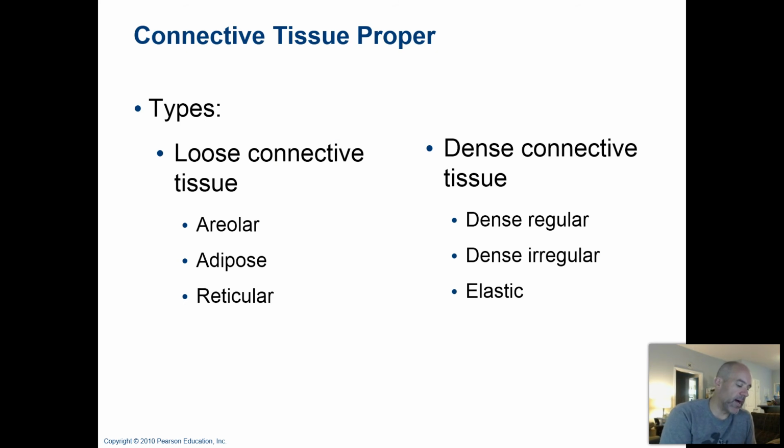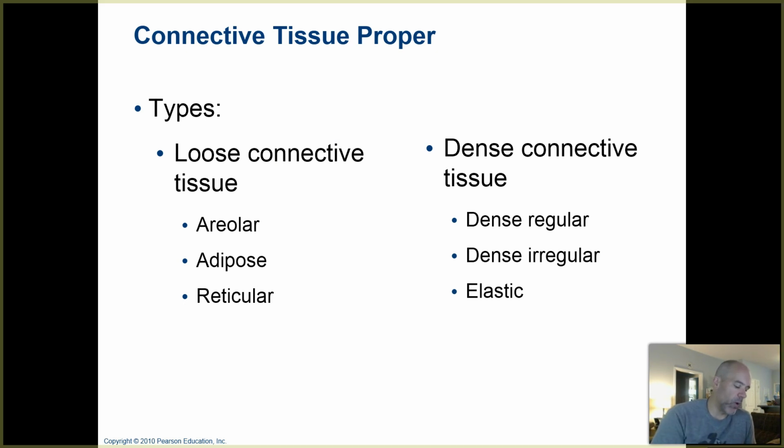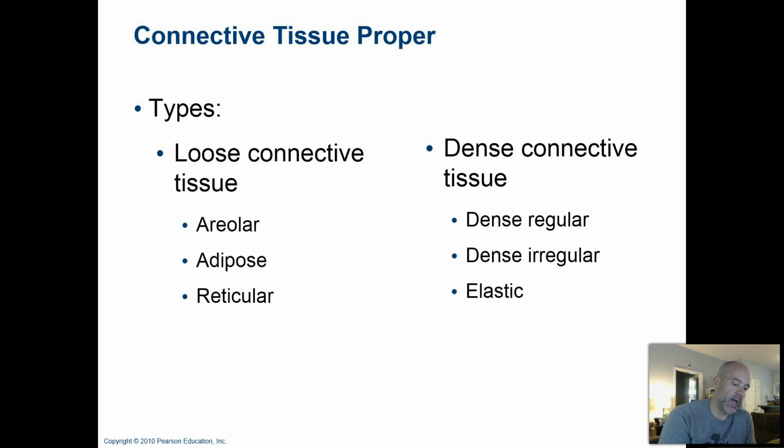Now there are several different types of connective tissue proper, and what I'm going to do is have you look at and identify two types of loose connective tissue, areolar and adipose, and two types of dense connective tissue, dense regular and dense irregular, and we'll talk about those. And we'll also talk about loose versus dense and what that means.